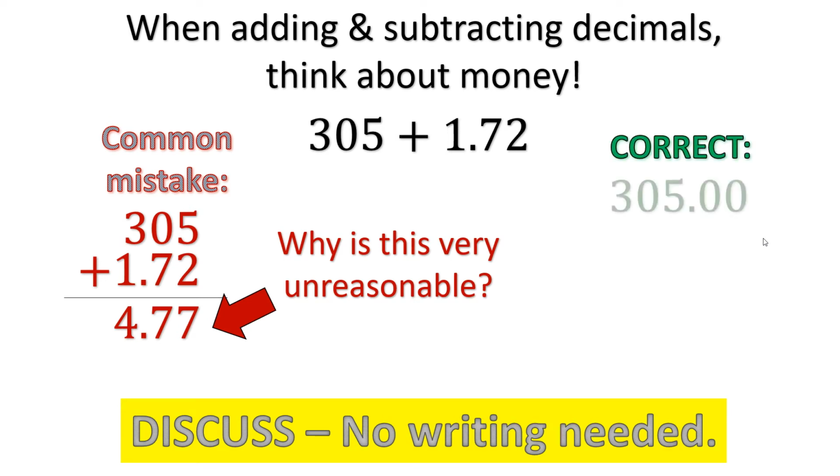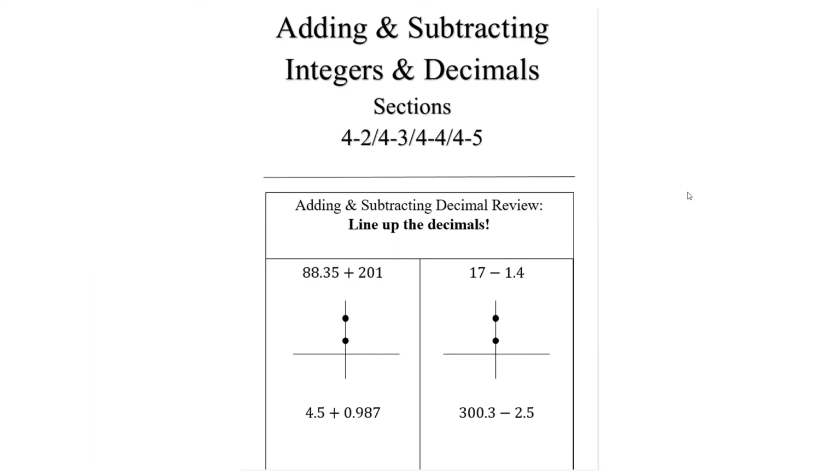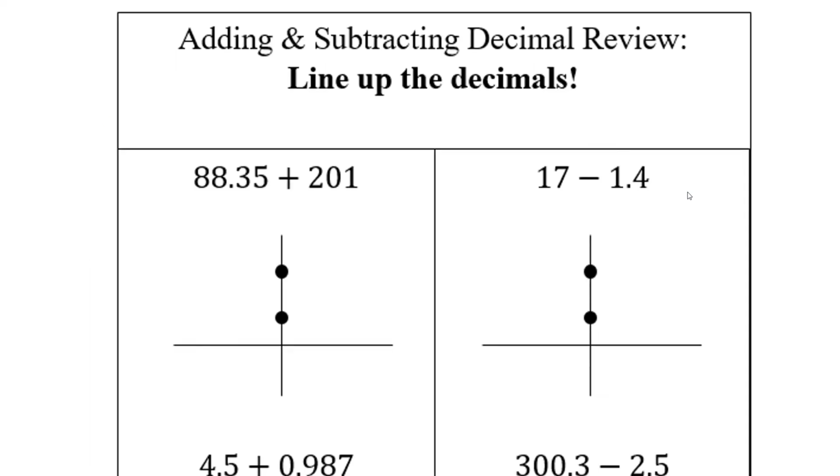If you have a whole number, the decimal is going to go behind the last number. So in this case, 305.00 plus $1.72, and you will get $306.72. So now we're going to go ahead and fill in the note sheet.